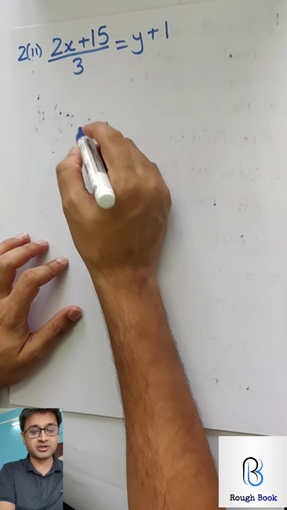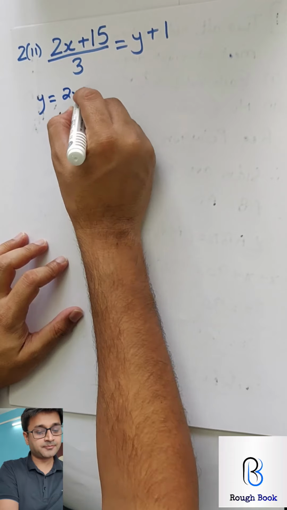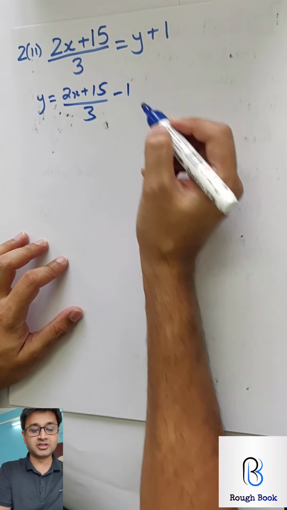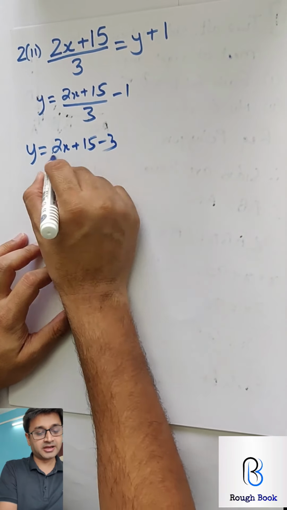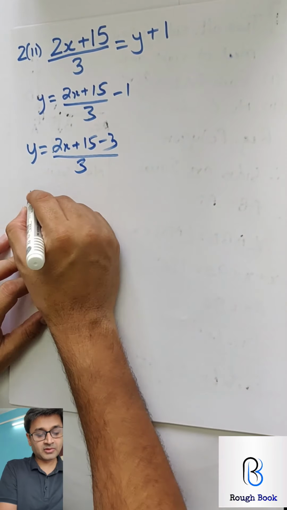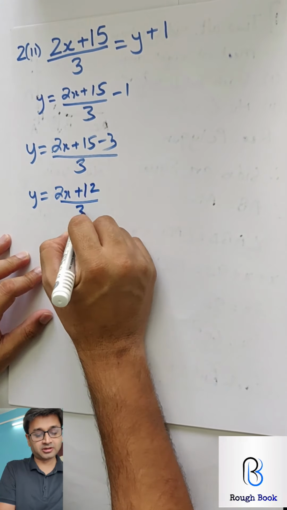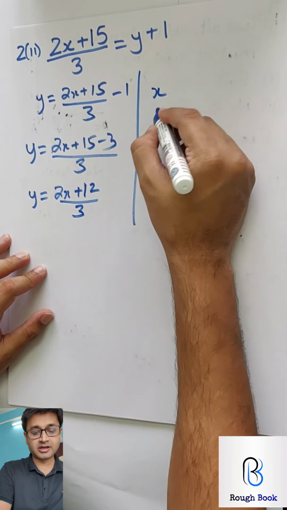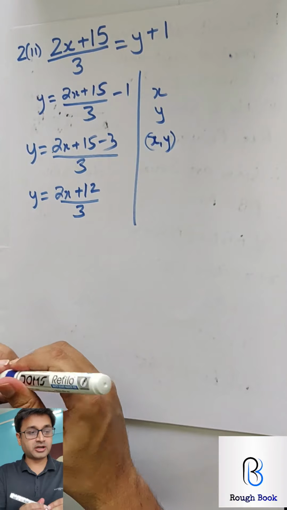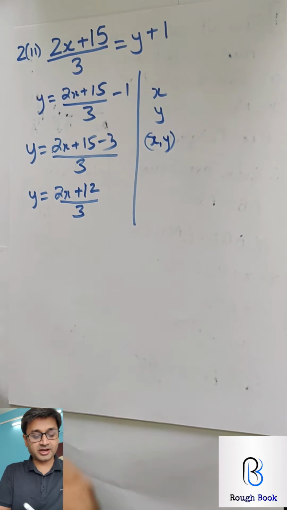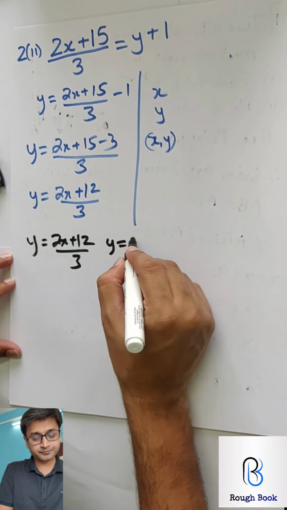So 3 points for that first. Making y the subject, I'll get y is equal to 2x plus 15 upon 3 minus 1. So y is equal to 2x plus 15 minus 3 upon 3, the LCM. So y is equal to 2x plus 12 upon 3. The table over here: x, y and x comma y. Let's see what 3 points we get. So write this 3 times: y is equal to 2x plus 12 by 3.